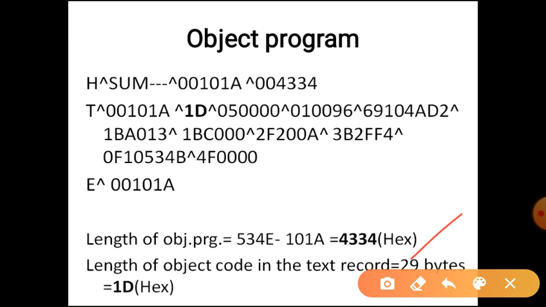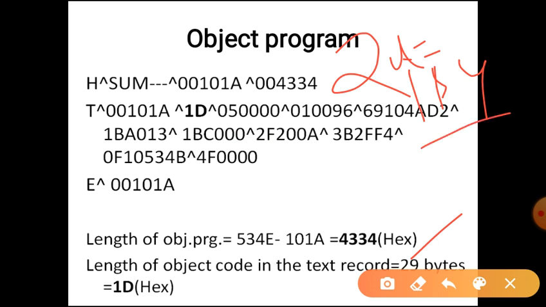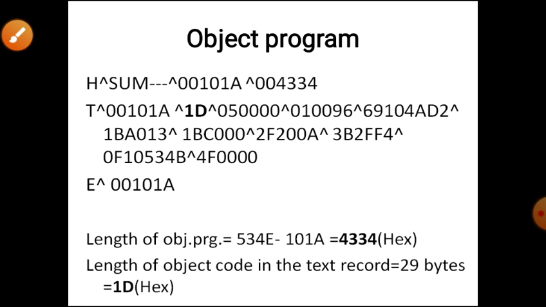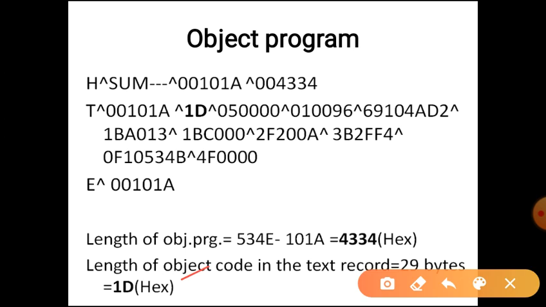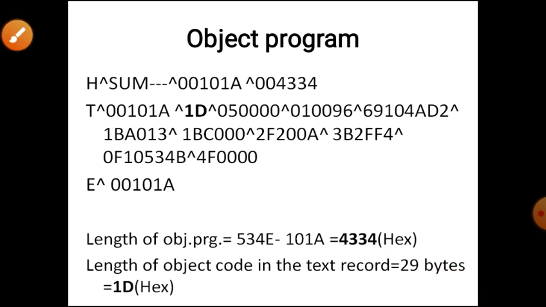Group 2 digits and take it as 1 byte. Totally you group in 2 digits and compute how many bytes. You will get 29 bytes, and that is in decimal. You convert it into hexadecimal, you will get 1D. That you are supposed to write in the 8th and 9th columns. Okay, so we are done with the text record.